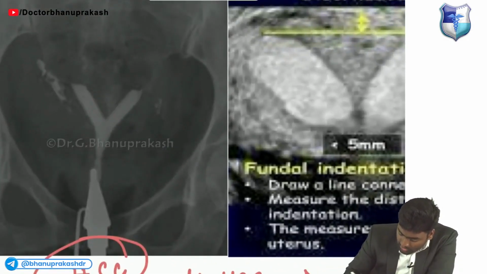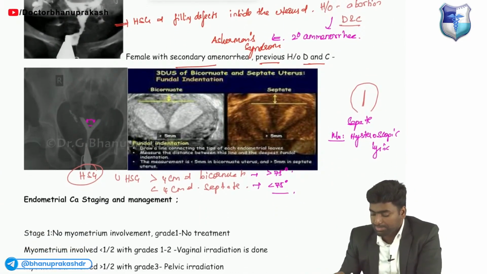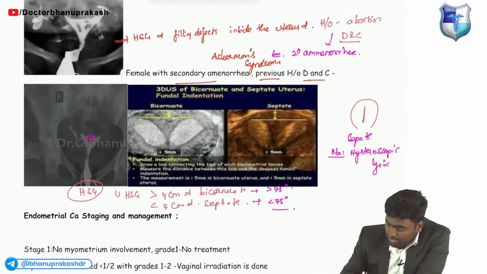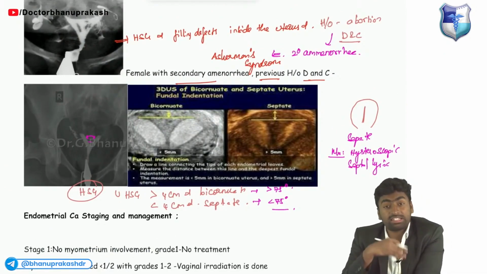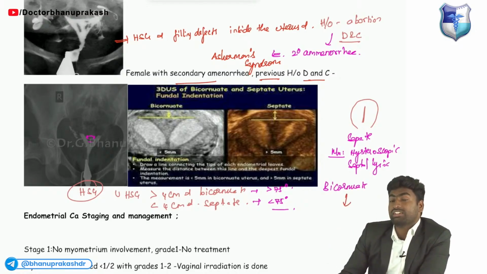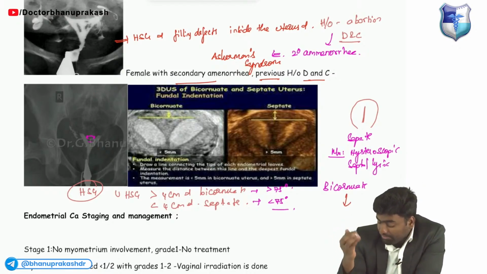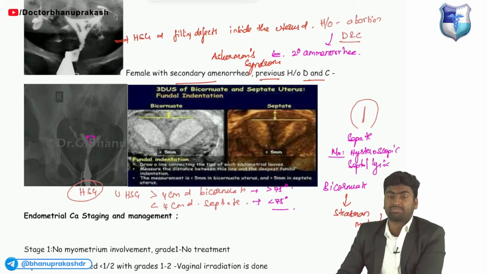I'll show you back. Okay, you got it, I guess, right? So see, this is the angle and this is the length. Fine. And if it is a septate uterus, we'll go for hysteroscopic septal lysis or septal ablation. Whereas in the case of a bicornuate uterus, what will we do? We'll go for Strassmann metroplasty. Remember, it is known as Strassmann metroplasty.